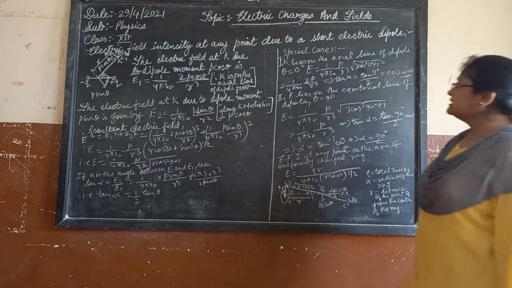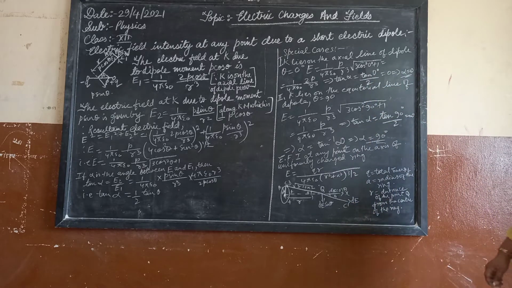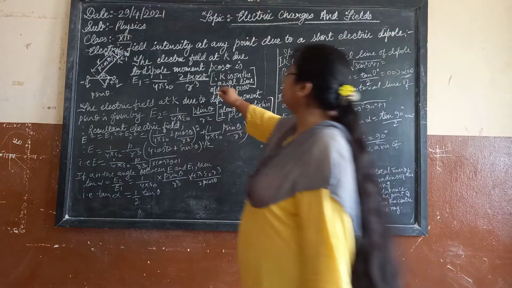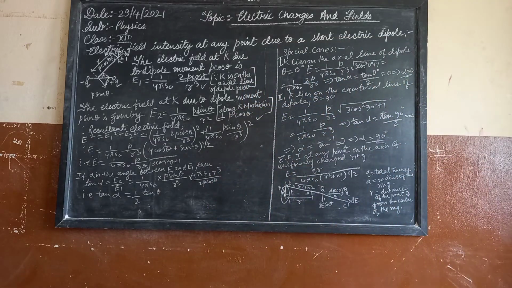Now special case, case number 1, that is K lies on the axial line. Because we have taken here that K is on the dipole axial line and the dipole moment, we have taken these two values. So suppose that K lies on the axial line of a dipole, then theta will be equal to 0. Then E equals 1/4 pi epsilon 0 p upon r cube root over of 3 cos square 0 degree plus 1.